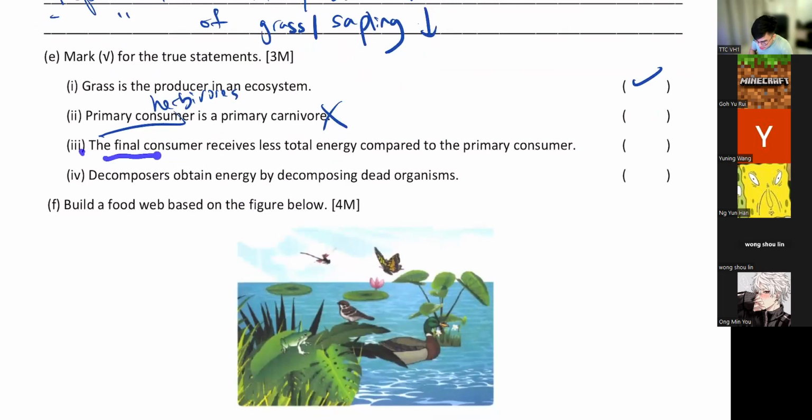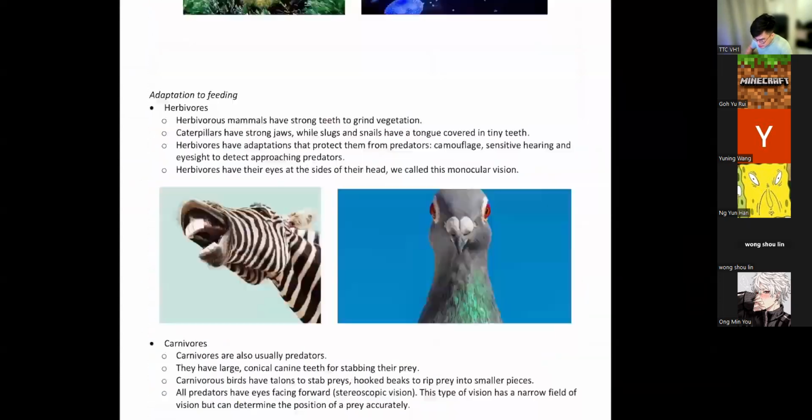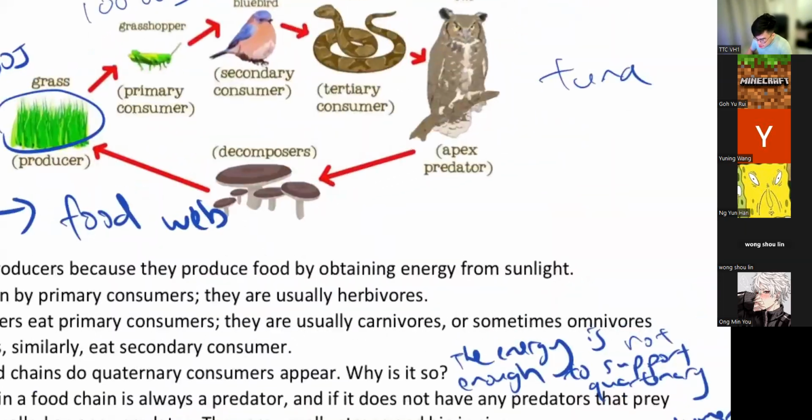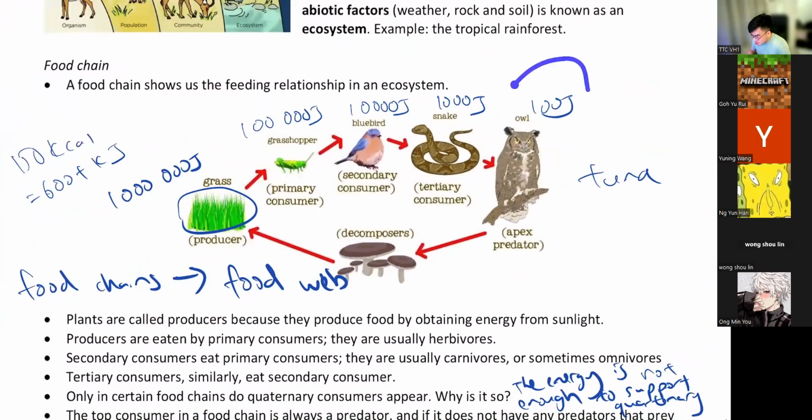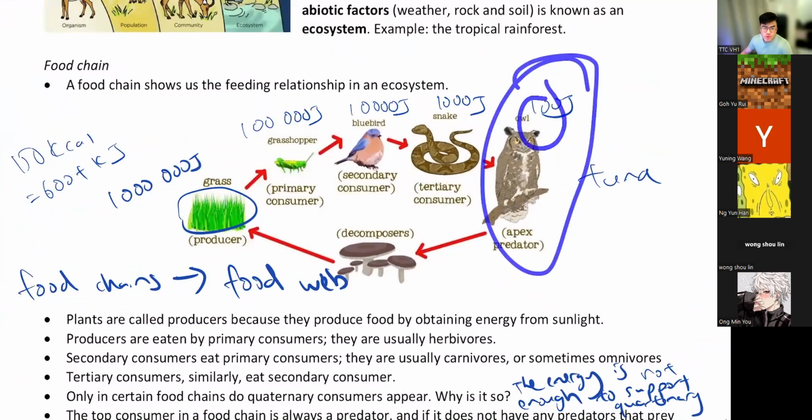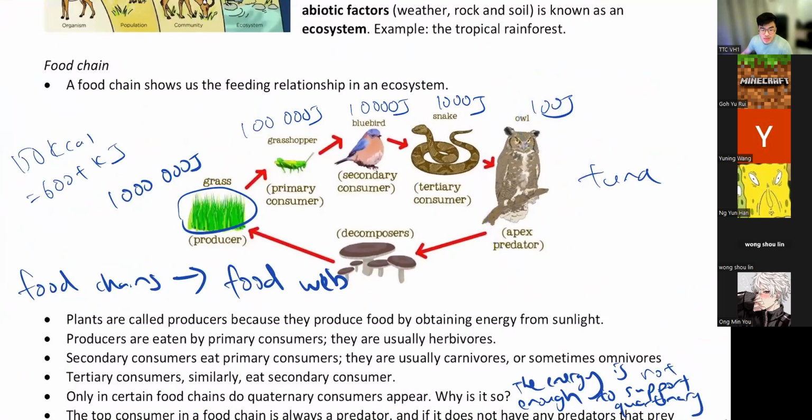Number 3, the final consumer receives less total energy compared to the primary consumer. Yes, they do. Like I said, only 10% is passed on to the next level. This poor guy over here only gets 100 joules. Right? Only 10% is passed on.